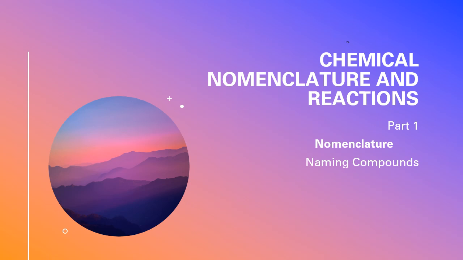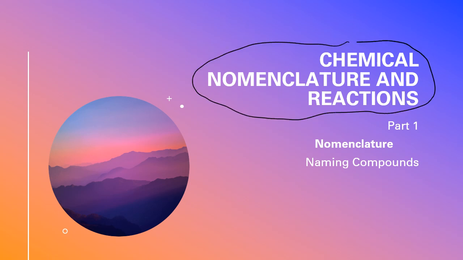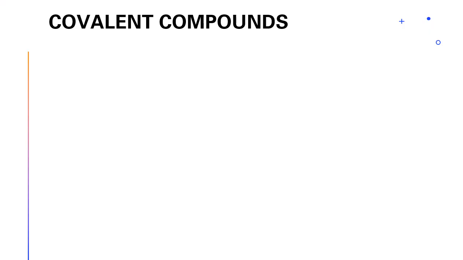Today we are going to talk about chemical nomenclature and reactions. For the first part of our unit, we are going to be looking at nomenclature and naming compounds. So I hope you're as excited as I am. Let's get started. Okay, so we're going to start with covalent compounds.